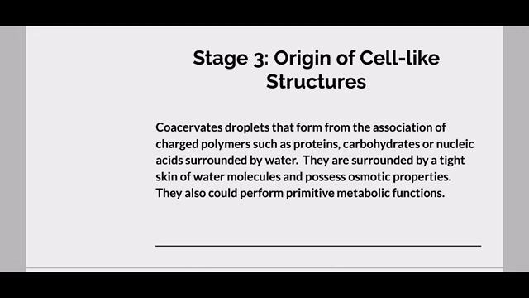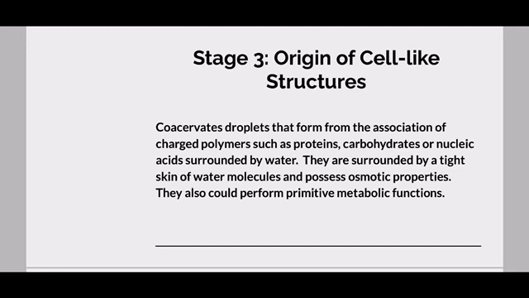The first of the 2 are the coacervates, which are droplets that form from the association of charged polymers such as proteins, carbohydrates, or nucleic acids surrounded by water. They are surrounded by a tight skin of water molecules and possess osmotic properties. And they also perform primitive metabolic functions.